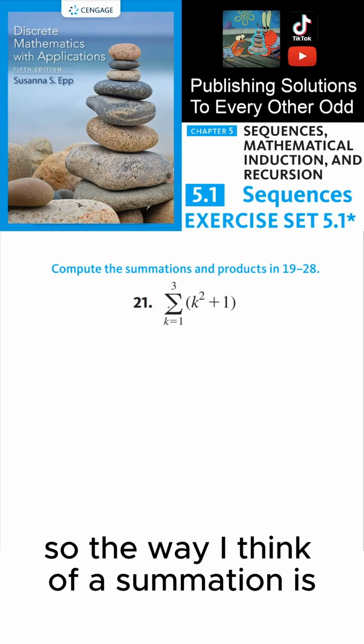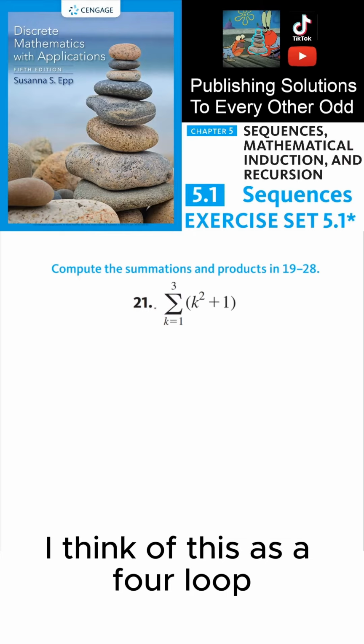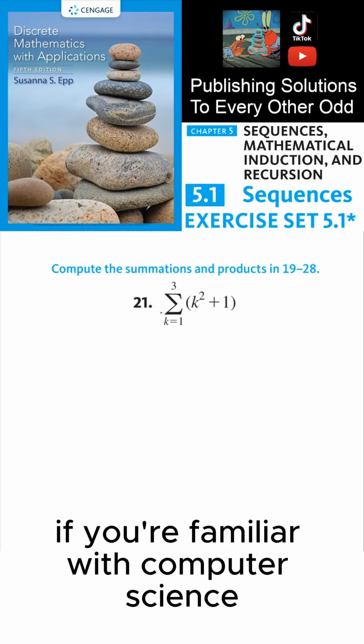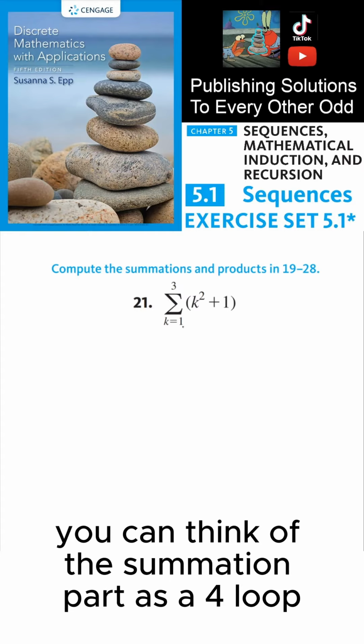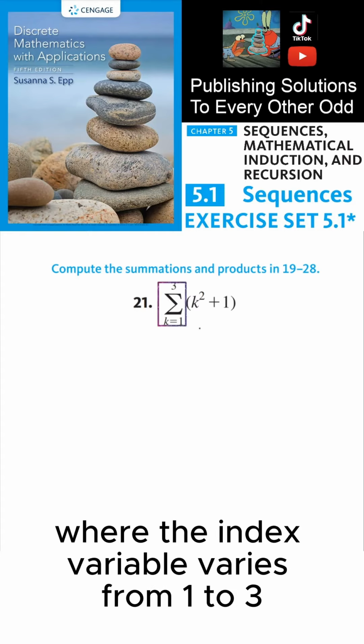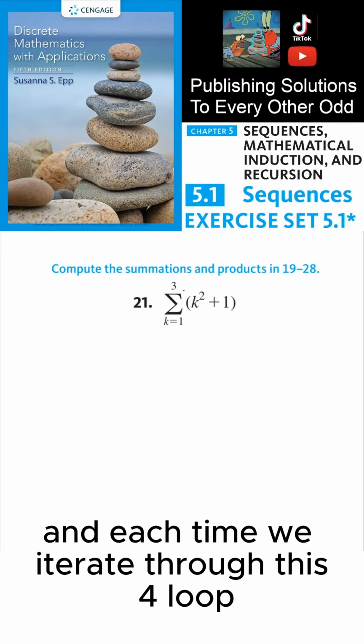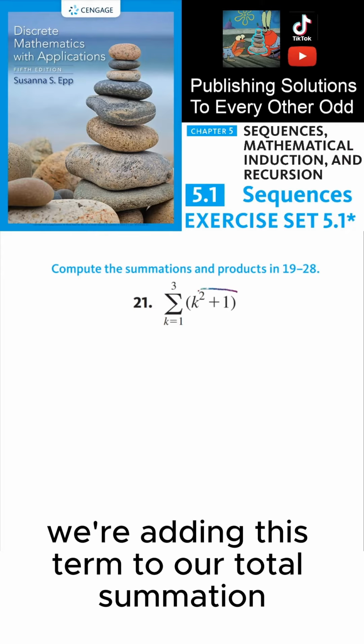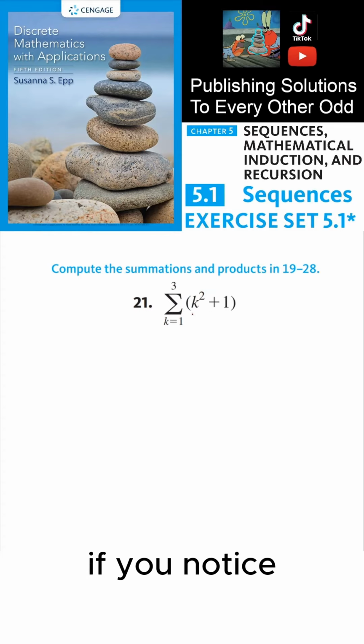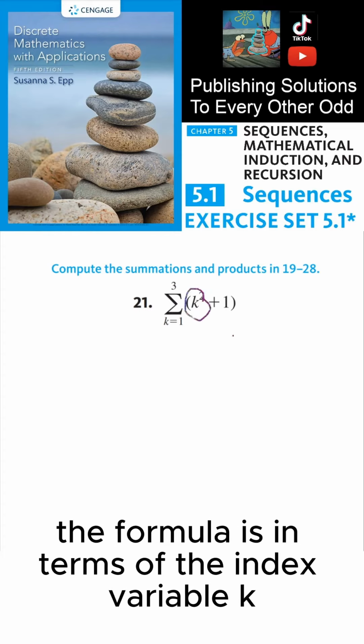So the way I think of a summation is I think of this as a for loop. If you're familiar with computer science, you can think of the summation part as a for loop where the index variable varies from 1 to 3. And each time we iterate through this for loop, we're adding this term to our total summation. And if you notice, the formula is in terms of the index variable k.